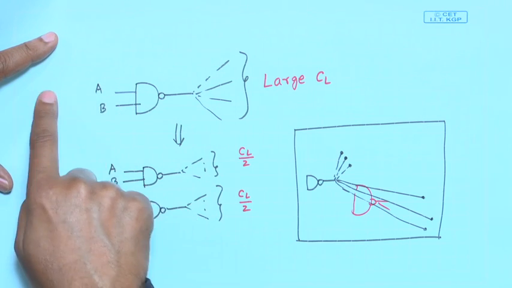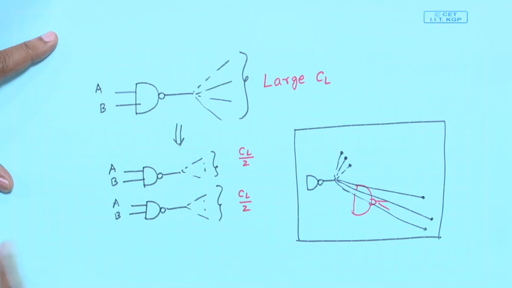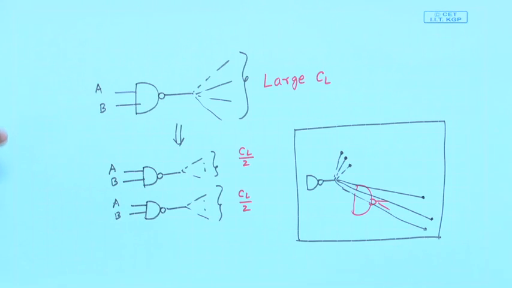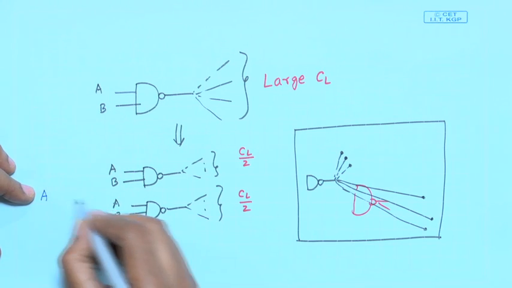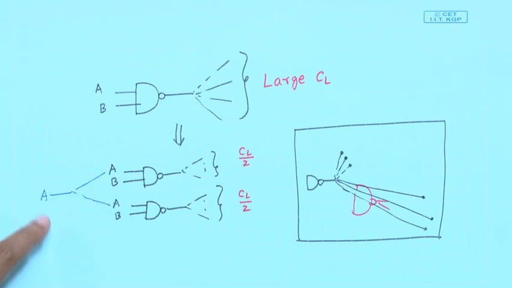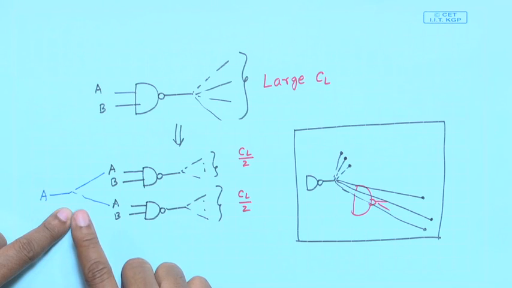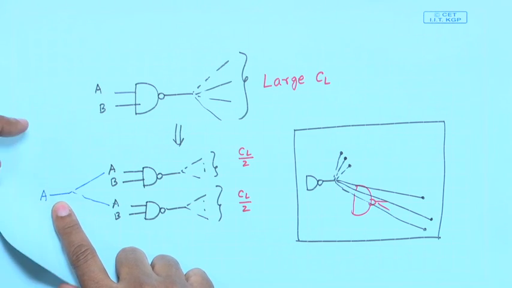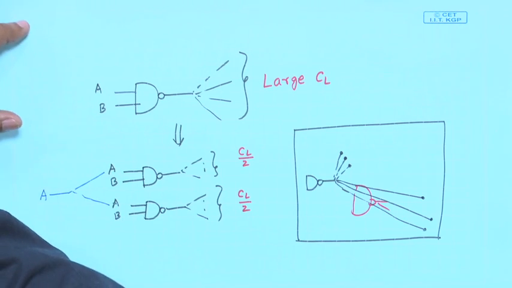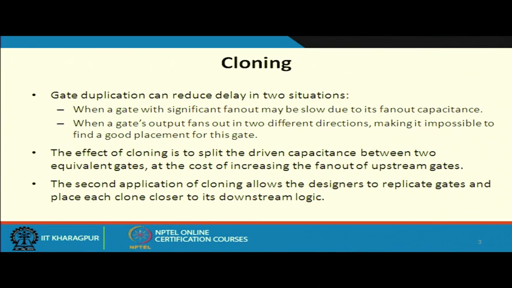Initially this input A was coming to the single input of the NAND gate, but now this input A must come to two different places. So I am effectively increasing the fan out of the line A and also B. So now A has a larger fan out. This is what we refer to as the upstream gates. So these inputs which are coming after cloning, both of these A and both of these B have to be driven. This is what we refer to as increasing the fan out of upstream gates.